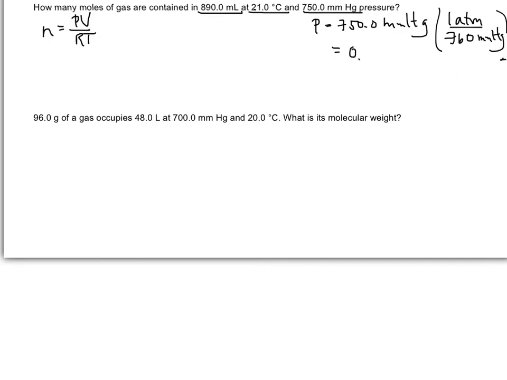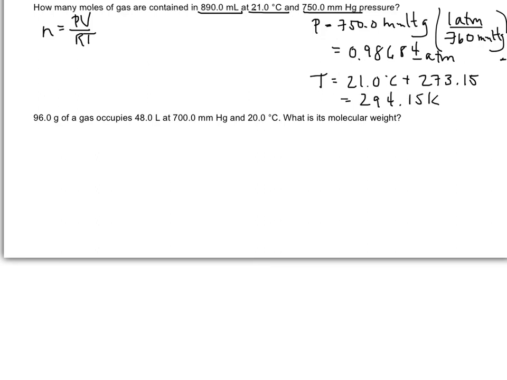We get 0.98684 atmospheres, and that's going to be 4 sig figs. And we also need to convert our temperature. Our temperature is going to be 21.0 degrees Celsius plus 273.15, and that gives us 294.15 Kelvin. So now we just have to plug our numbers in.